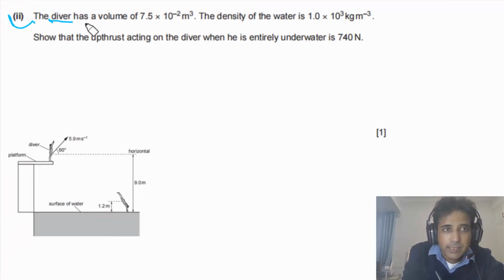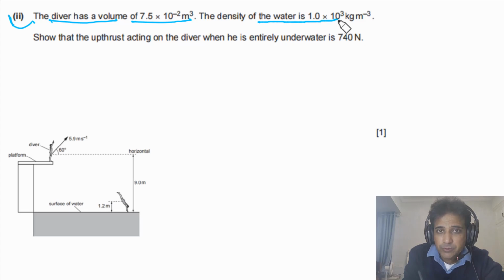Second part says the diver has a volume of 7.5 times 10 to the minus 2 meter cubed. The density of the water is 1.0 times 10 to the 3 kilograms per cubic meter.